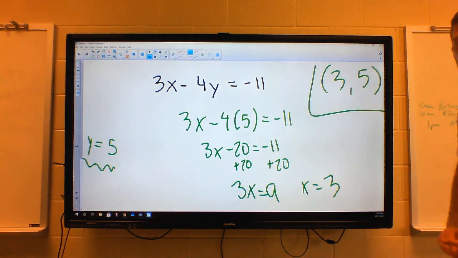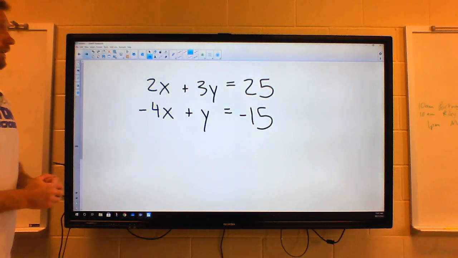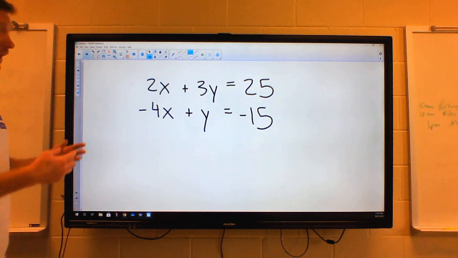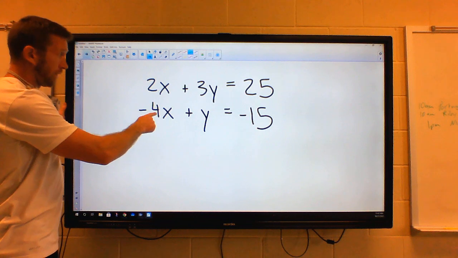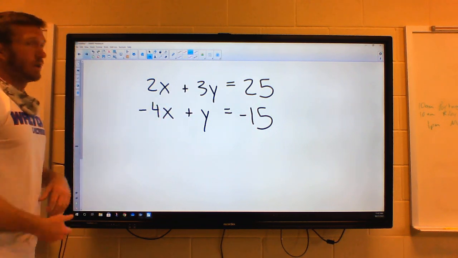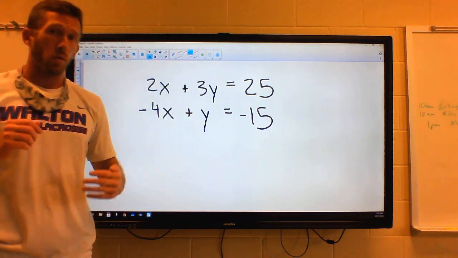All right? Let's try another one. In this problem, none of our coefficients are equal or opposite. Well, I mean, they might, yeah, they're not equal and opposite. Wait, I have a 2, I have a -4. I have a 3 and a 1. Okay? Now we're going to have to manipulate our equations because we don't have coefficients that match up.